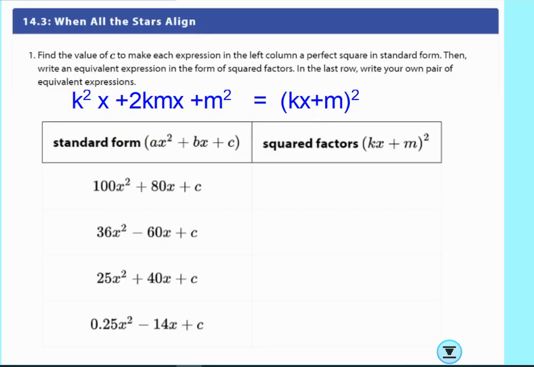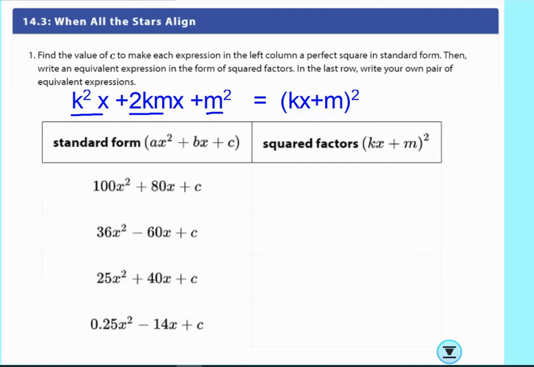Okay. So activity 3 is when all the stars align. We need to find the value of c to make each expression in the left column a perfect square in standard form. Then we're going to write the equivalent expression in the form of squared factors. In the last row, we're going to write our own. We'll see. We might not do that. But let's do this. So here we have our trinomial, right? It's got 3 terms, so we call it a trinomial in standard form. And then we want to rewrite it as a binomial squared.